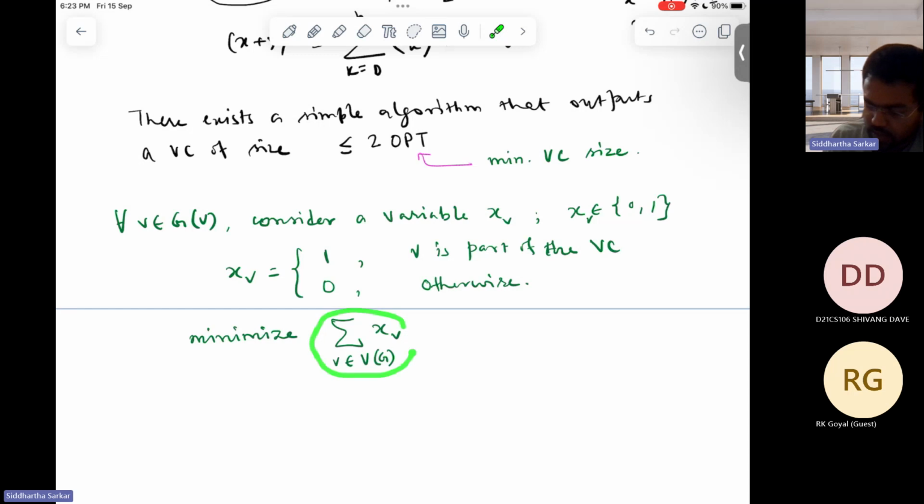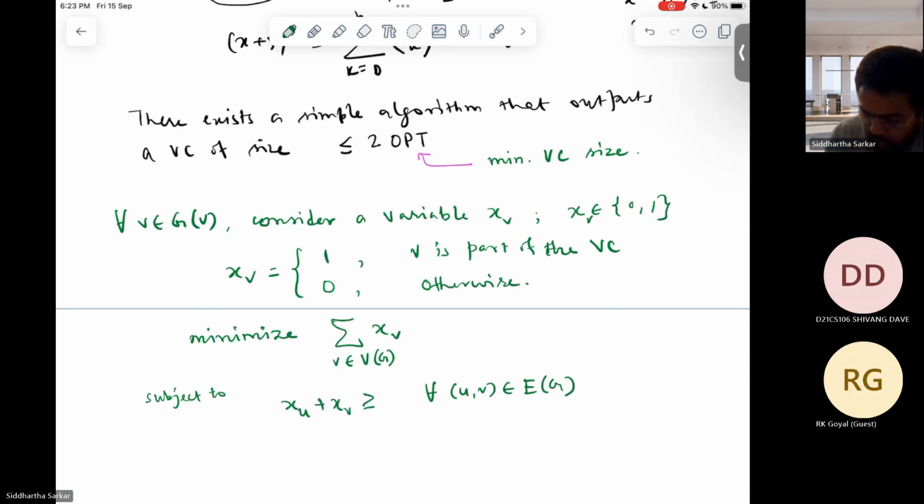So our objective is to minimize this summation, subject to every edge being covered. That means out of the two endpoints of every edge, at least one of them is in the vertex cover that we are intending to construct. So for all edges u comma v in the graph, either xu or xv is taken.